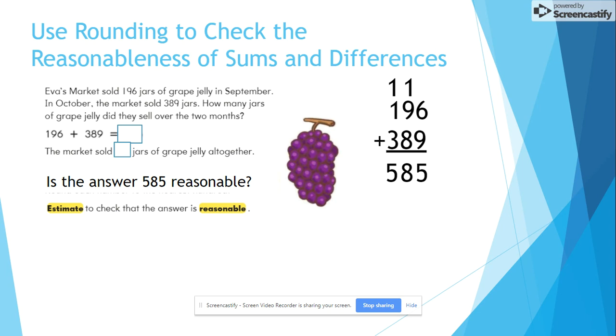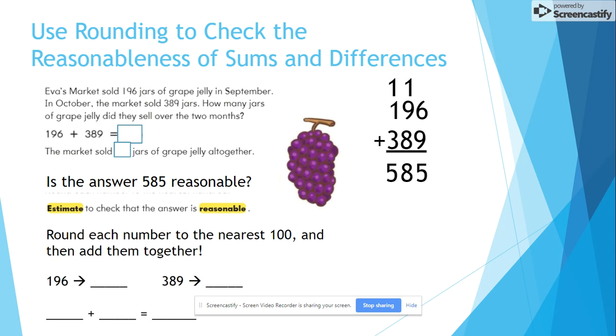Estimate is, again, just like our vocab said, making a smart guess. We want to use rounding to find friendly tens, hundreds, thousands, and so on, because numbers with zeros help a lot when we're doing quick addition, subtraction, etc. So I want to round each of those numbers to the nearest 100 and then add them together. When I round to the nearest 100, I want to circle the place I'm rounding to, so in this case the hundreds place, and then I'm going to underline the digit to the right, so in this case the 9.